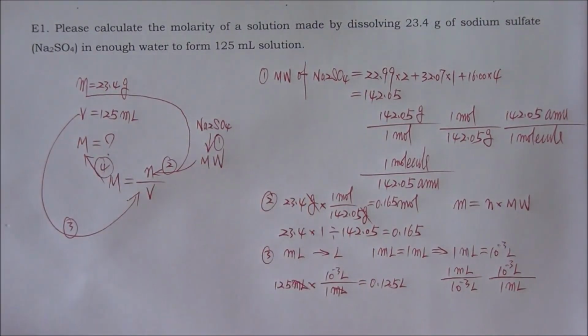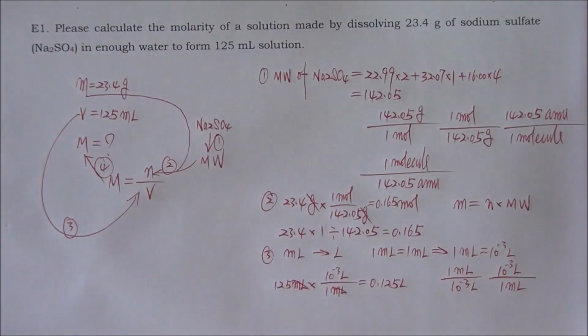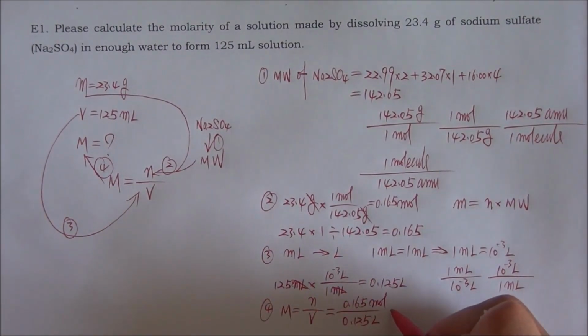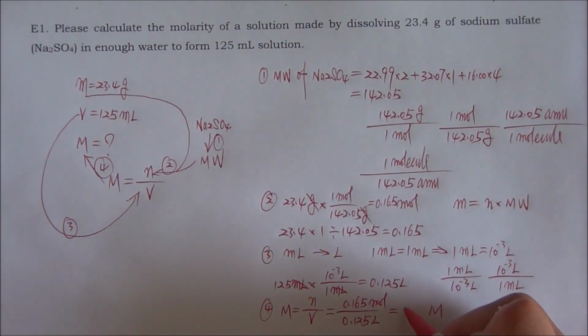We just need to plug in the values of the mole and the volume. Every time I rewrite the equation, it will enhance my memory. Mole over liter is defined as the molarity. If you punch these two numbers into a calculator, you get 1.32.